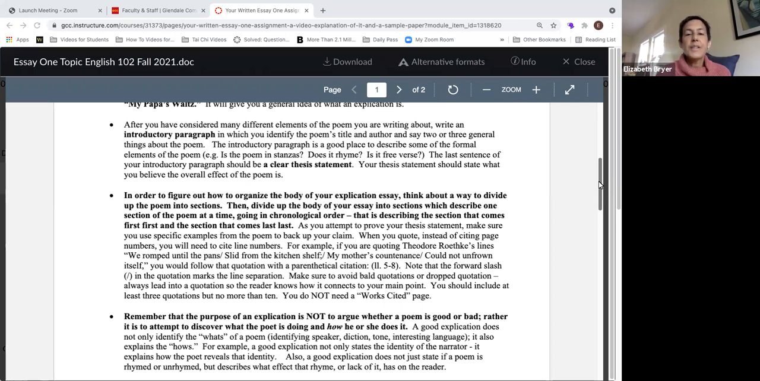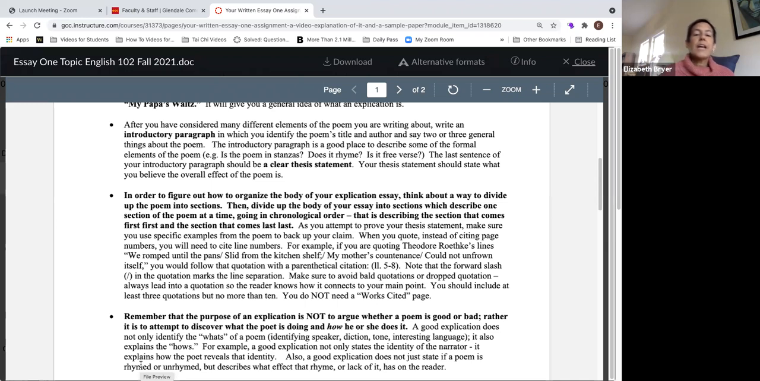After you've considered many different elements of the poem you're writing about, write an introductory paragraph in which you identify the poem's title and author and say 2 or 3 general things about the poem. The introductory paragraph is a good place to describe some of the formal elements of the poem. For example, is the poem in stanzas? Does it rhyme? Is it free verse? The last sentence of your introductory paragraph should be a clear thesis statement. Your thesis statement should state what you believe the overall effect of the poem is.